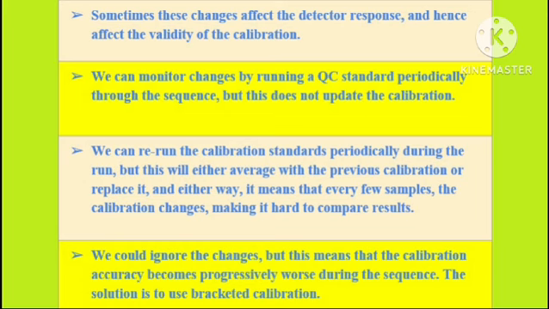I hope you understand. In the next video, I will discuss the bracketing standard sequence order for system suitability, for content uniformity, for dissolution, for related substances by HPLC, for analysis on GC, for residual solvents by GC, and for analysis by UV, that means dissolution and content uniformity. What is the sequence for the bracketing standard? I will explain it in the next video.